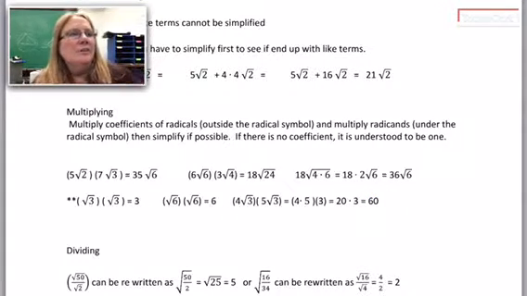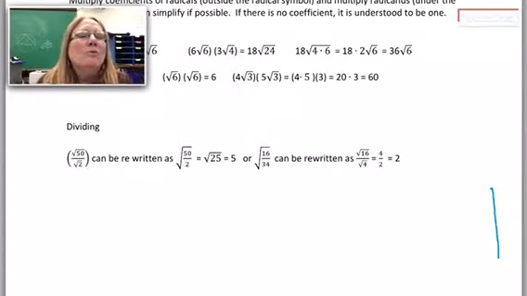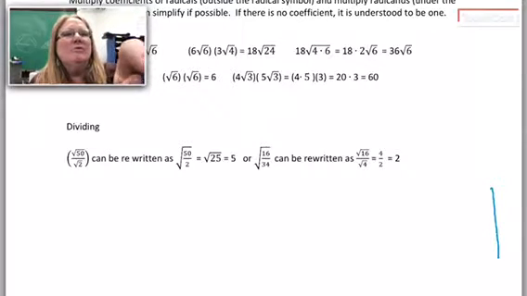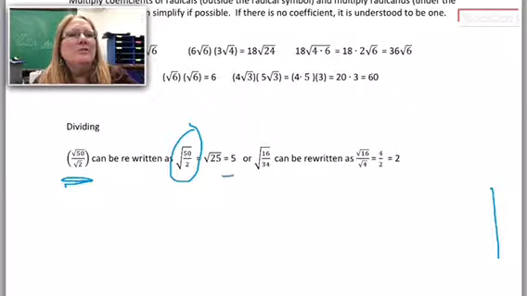Next is dividing. I think we looked at one of these yesterday, but let's look at another one. When you have division with radicals, you can rewrite it a couple different ways, and you're going to do what's best for you. When I see the square root of 50 divided by the square root of 2, well, I know that 50 divided by 2 is 25, and I can take the square root of 25. So in this case, it's helpful to rewrite the square root of 50 divided by the square root of 2 as the square root of 50 divided by 2, and you can do that. And then 50 divided by 2 is 25, and your answer is 5.